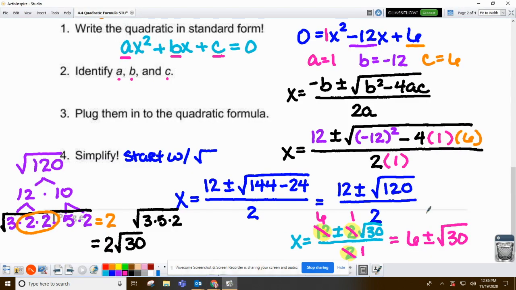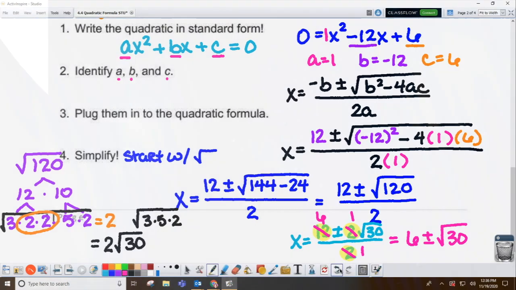Please notice that these do represent two different answers. 6 plus the square root of 30 is a totally different number than 6 minus the square root of 30, but we can write it in a shorthand form by putting the plus minus in between them.